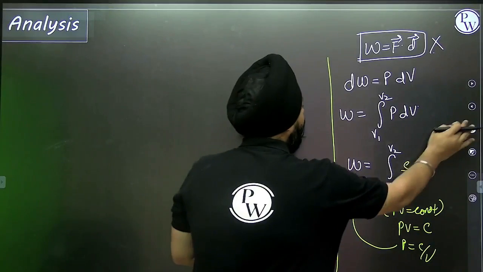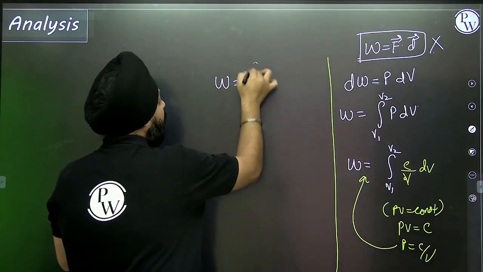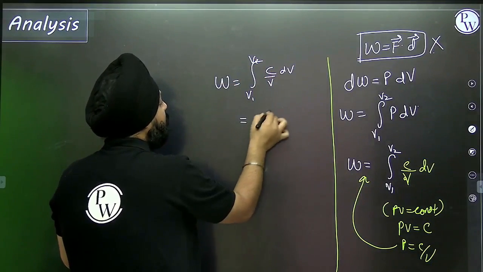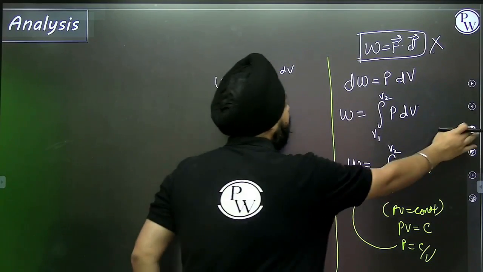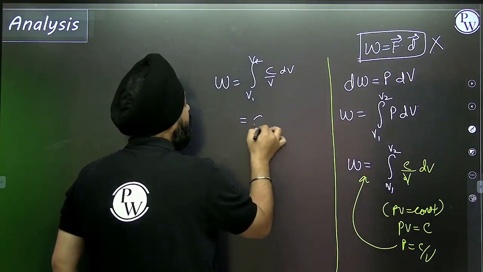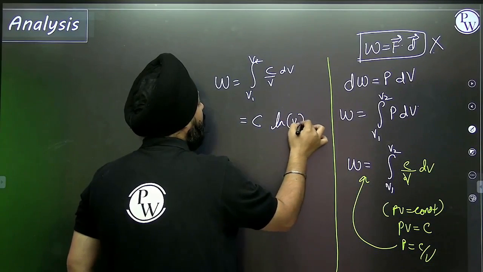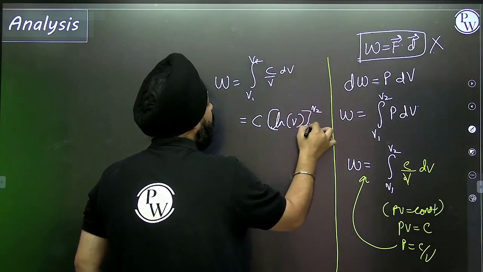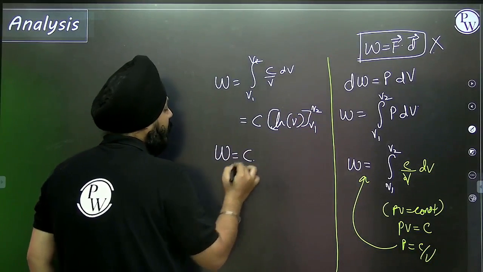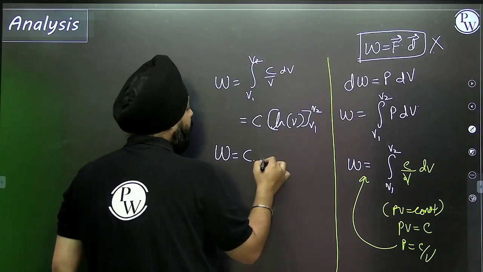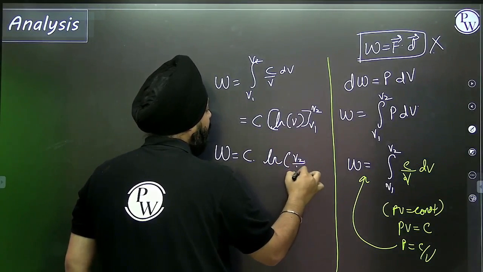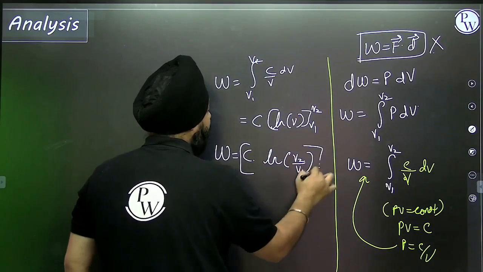So what will be the value of work done? The work done will be the integration from V1 to V2 of C by V into dV. Now, integrating, we get C ln of V, with limits from V1 to V2. So the work done would be C times ln, and according to the property of log, I can replace this by ln of V2 by V1.